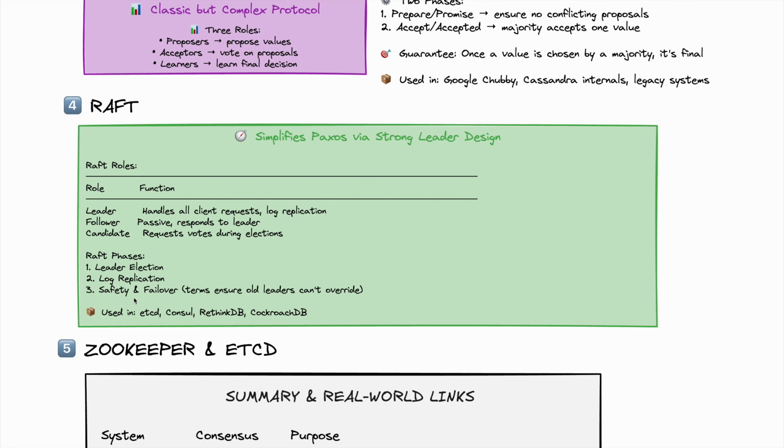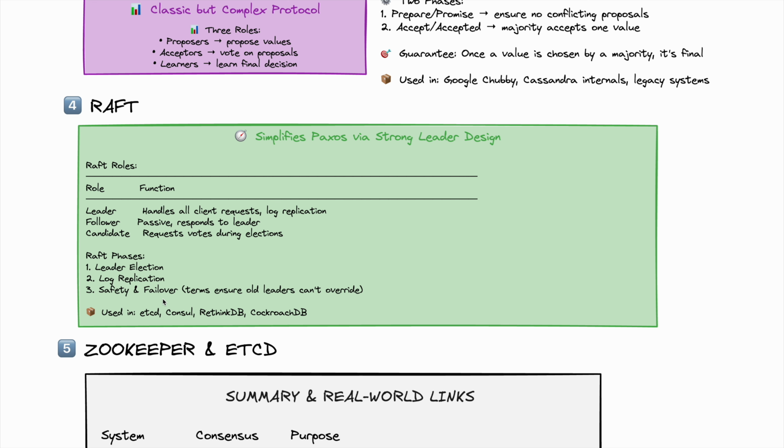And the next one is safety and failover. So what's safety and failover? Let's say that the leader crashes. After the leader crashes, the followers stop receiving a heartbeat. It triggers the election, and the most up-to-date node wins, and the new leader picks up exactly where the old one left off. So what it means is, let's say that the old leader has already committed certain changes. The new leader will not overwrite those changes, but will pick up from where the old leader left off.